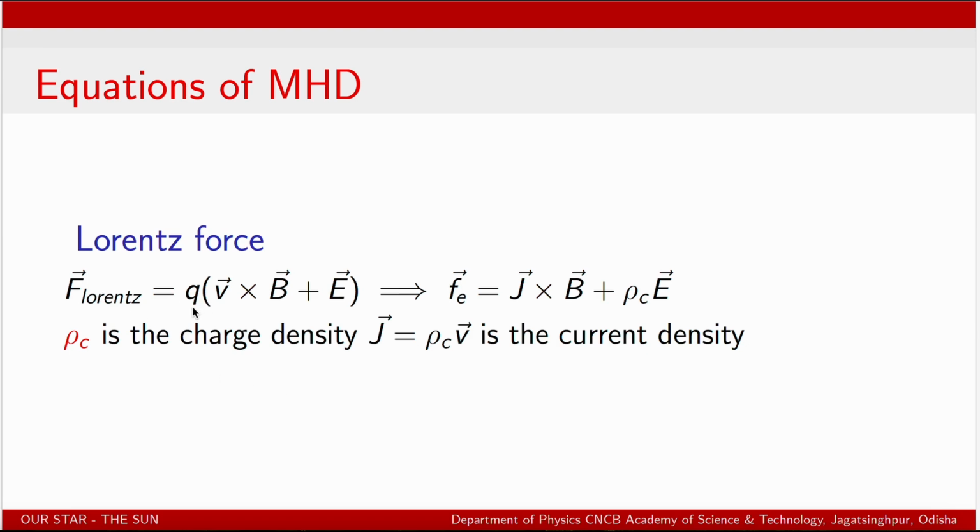For a single charge, we write the Lorentz force as Q into V cross B plus E. But if you go to continuum, then the Lorentz force can be written as current density cross B plus charge density times E. So J is the current density. So this is my Lorentz force in fluid plasma. And when we are talking about convection, we cannot ignore the gravitational force.